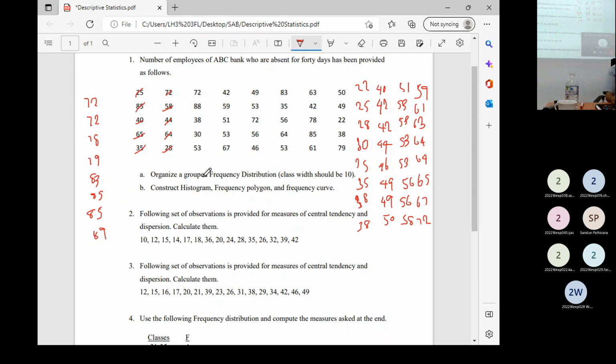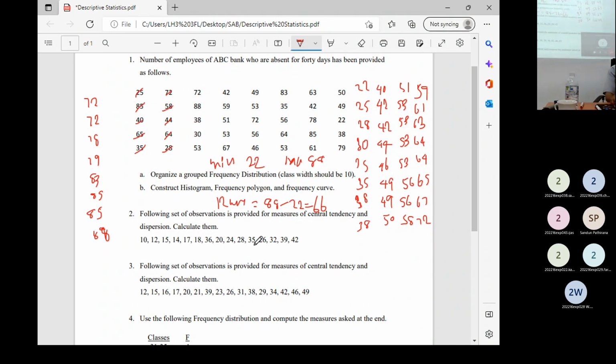Right, then you can write your minimum value 22 and maximum value 88. Then the range can be calculated: maximum value 88 subtract minimum value 22, 66 is the range.